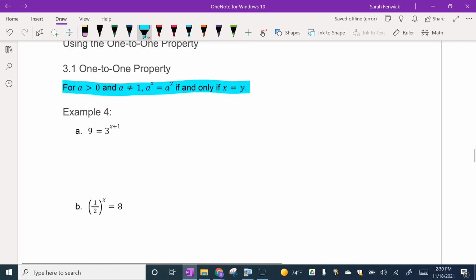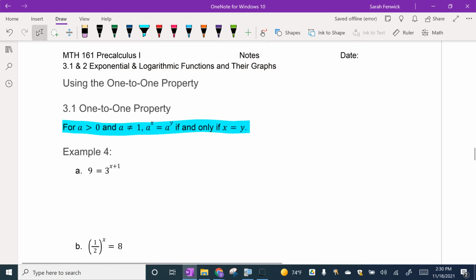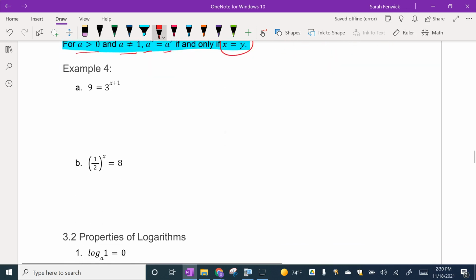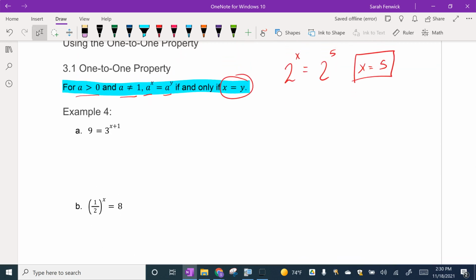So let's go back up here. The one-to-one property is basically telling us, obviously, a has to be greater than 0. A can't equal 1, because that's the rules for exponentials. If I have two exponentials equal to each other that have the same base, then their powers have to be equal. If they set it up that way, that's great. So if they said 2 to the x equals 2 to the 5, we could just say that means x equals 5, that's wonderful. But if you look at our examples, that's not quite how they set it up, is it?